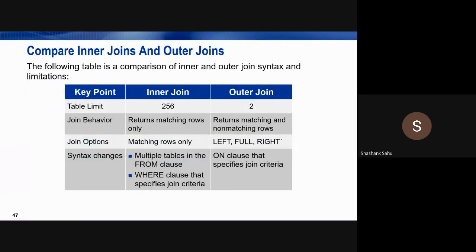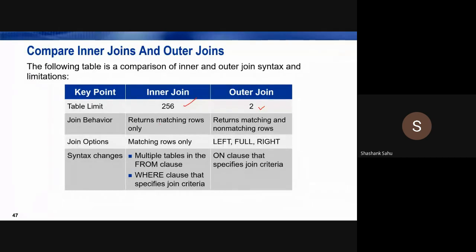So there are some basic differences. In the inner join, we can have more than two tables. 256 is a very huge number of tables. Practically, we generally use two or three tables, maximum five or six tables. So this is the maximum limitation mentioned. But in outer join we have two tables, because we go for the non-matching condition also. Therefore, two tables are applicable in case of outer join.